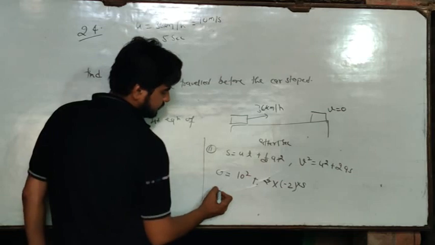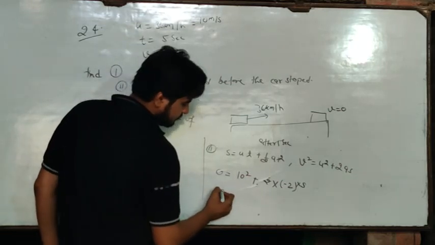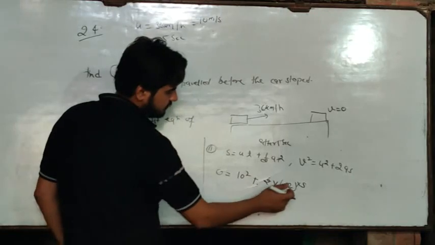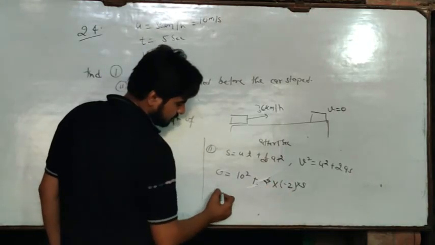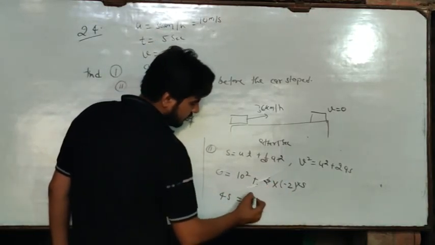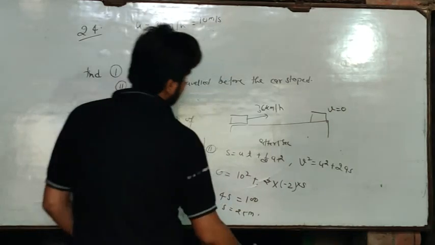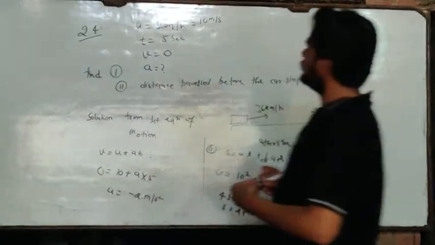10 square means 100. We will take this value to this side. 2s is equal to 100, so s is equal to 25 meters. This is the value. Now write down this.